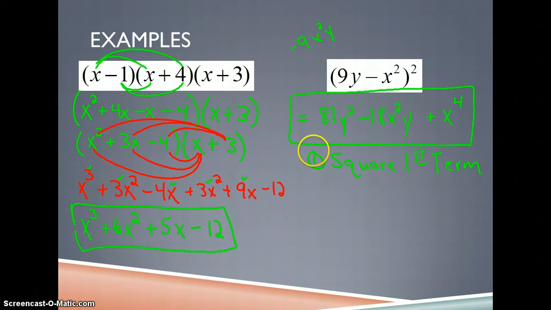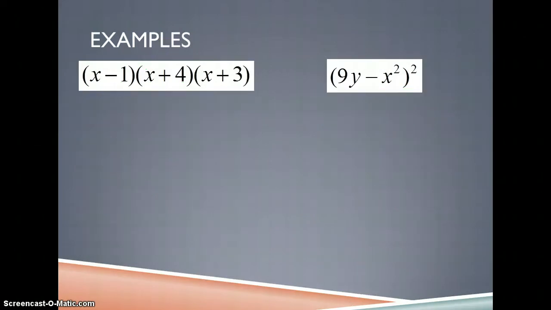That's step 1. Second step, multiply the 2 terms together and double it. And then square the last. That's that shortcut method that we talked about earlier this year. So there's 2 types. There's a couple others here coming up.